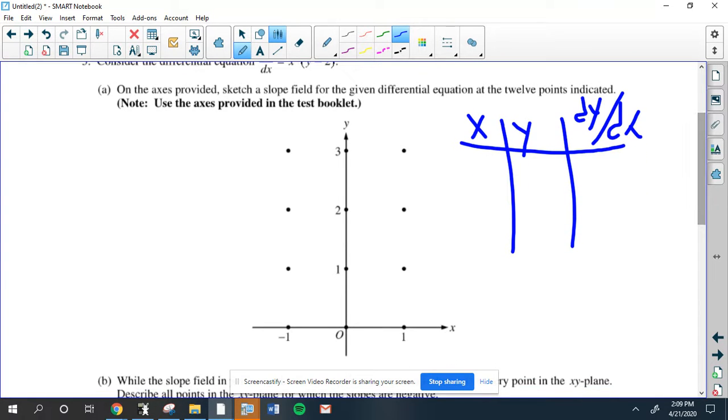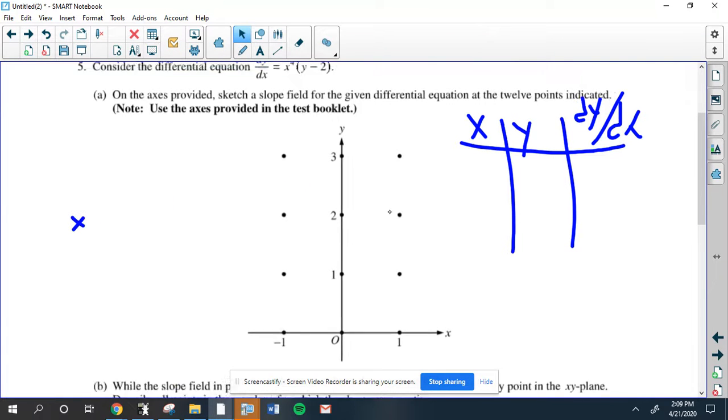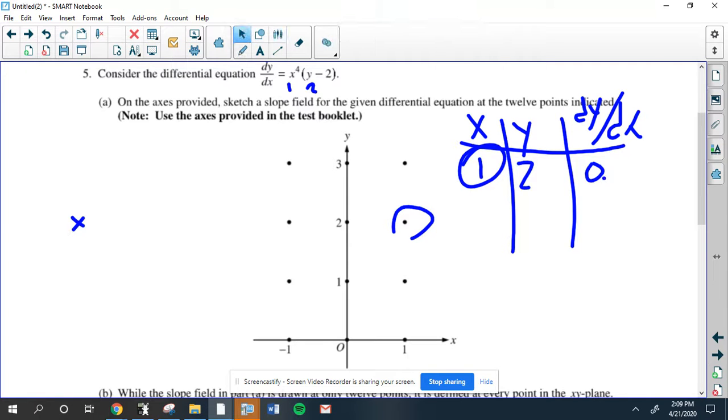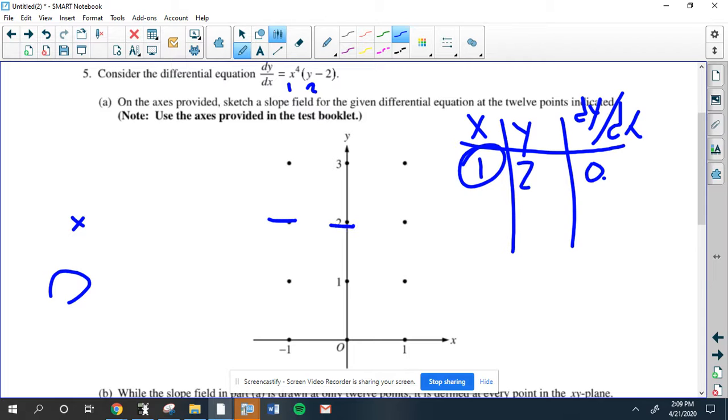So if you look at any point, say this point, I shouldn't mark it with an x because it will get confusing. This point is x equals 1, y equals 2. So plug 1 into here and 2 into the y. Anytime y is 2, you're going to get 0. So really, any value of x when y is 2 will give you a slope of 0. So right now I can do 3 points at once. y equals 2, y equals 2, y equals 2. That's a slope of 0.